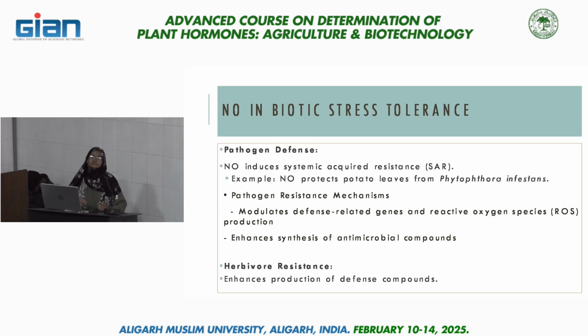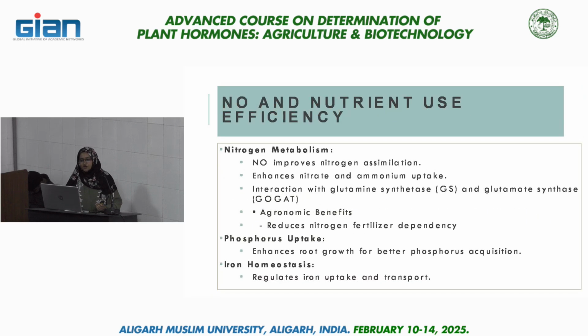So, it is also involved in biotic stress tolerance. Then the next very important role of nitric oxide is in nutrient use efficiency. Nutrient use efficiency is essential for sustainable agriculture and it enhances crop productivity while reducing excess fertilizer usage and environmental pollution. So, how does NO increase the nutrient use efficiency?